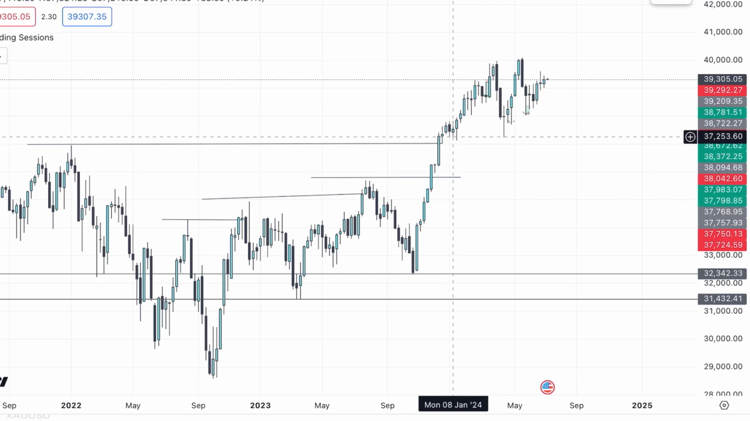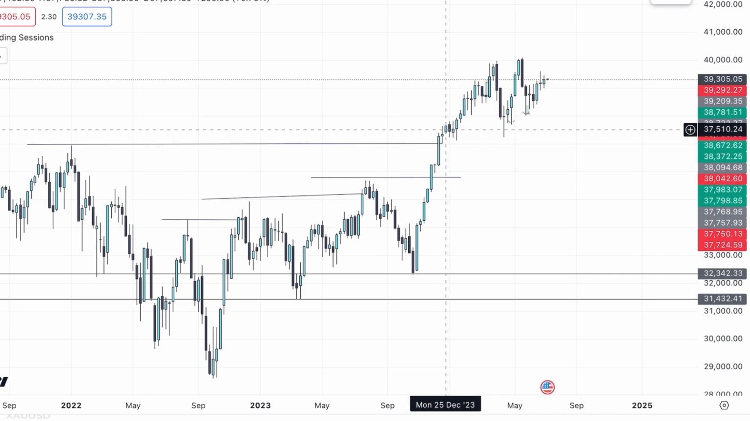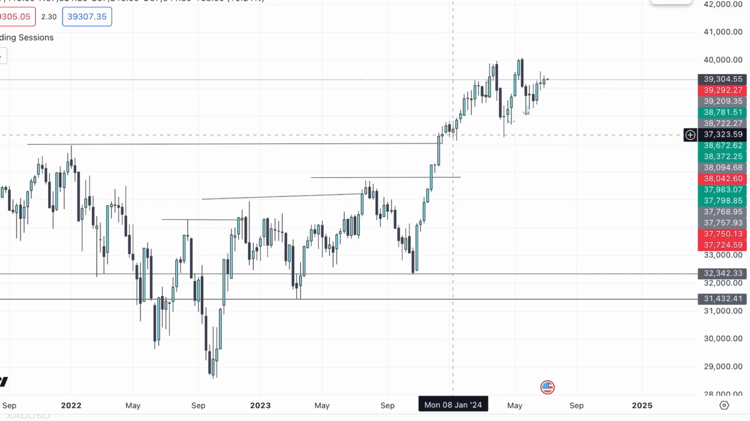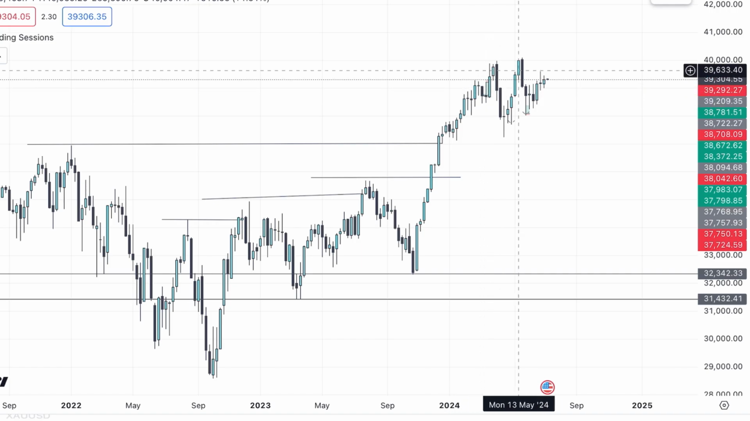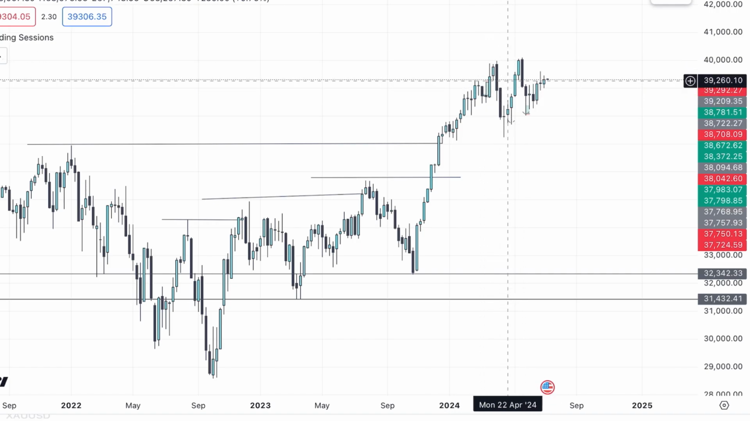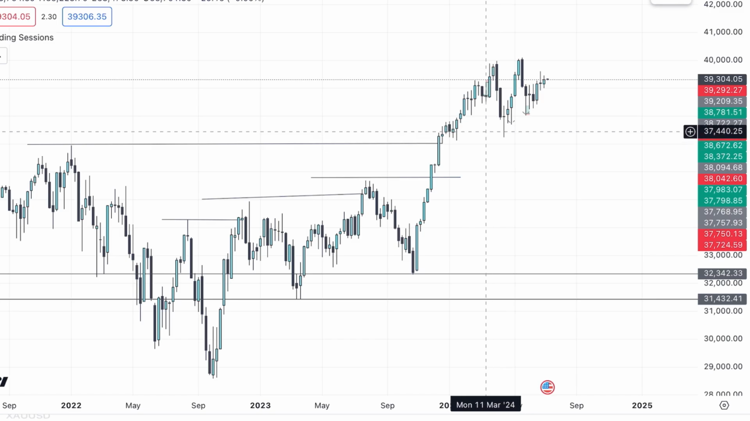What did it do? It consolidated for a couple of weeks. That would be 1, 2, 3, 4. Like for a month, it was consolidating, and then it started rallying up slowly until it reached this point. It just retraced a bit into this order block.